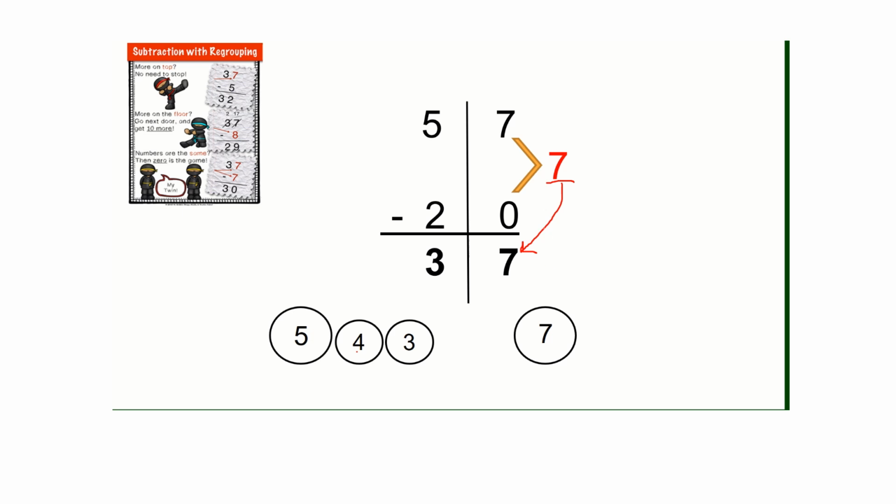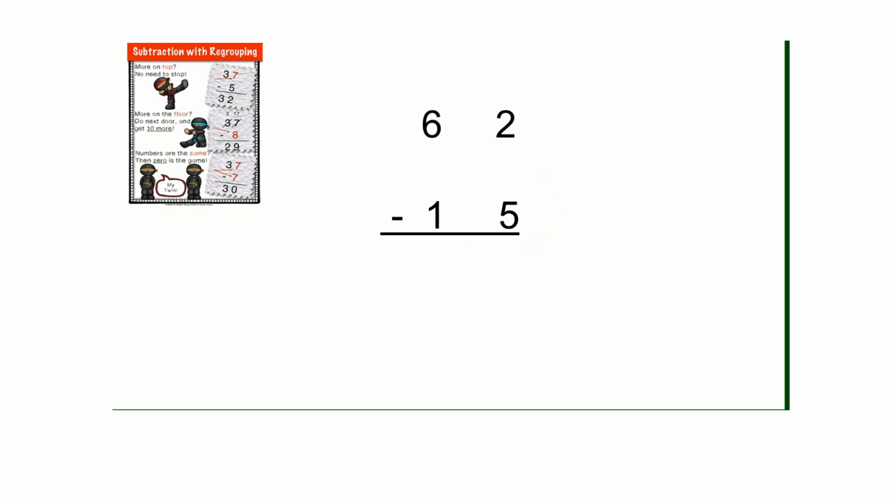This one was pretty simple. For this problem, we did not need to regroup. We did not need to regroup because 7 minus 0 is equal to 7. I didn't need to borrow from the tens place. So that means I did not cross anything out in the tens place. And I just subtracted like how I usually would. Let's look at our third problem now.